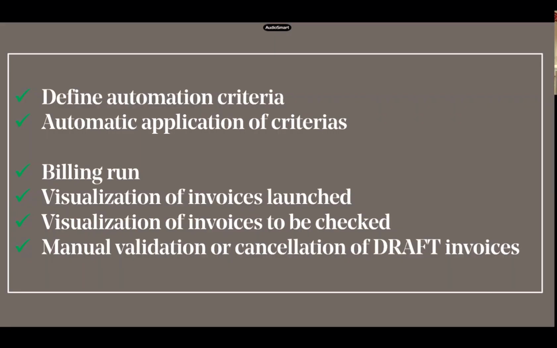Next, please. Yes, that is what we will see together. How we define the automatic validation criteria. We will execute a billing run to generate some invoices based on data I've already input in the system. And then we will check the invoices that are generated. Of course, there will be some rejected invoices, and we will see what we can do with them. Okay, let's go.